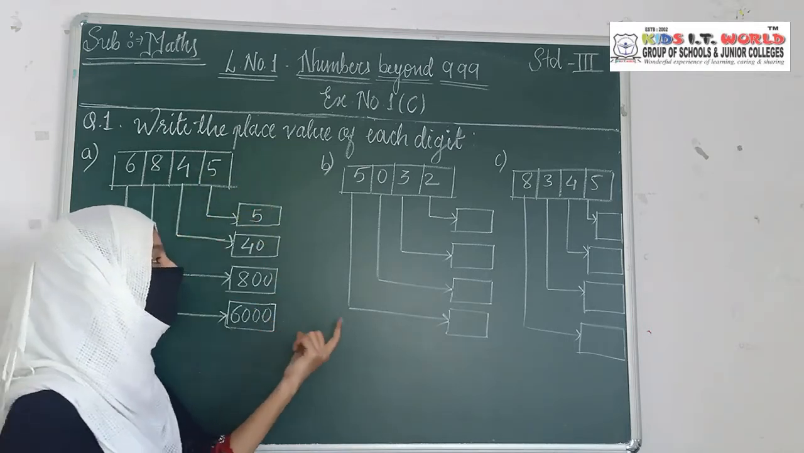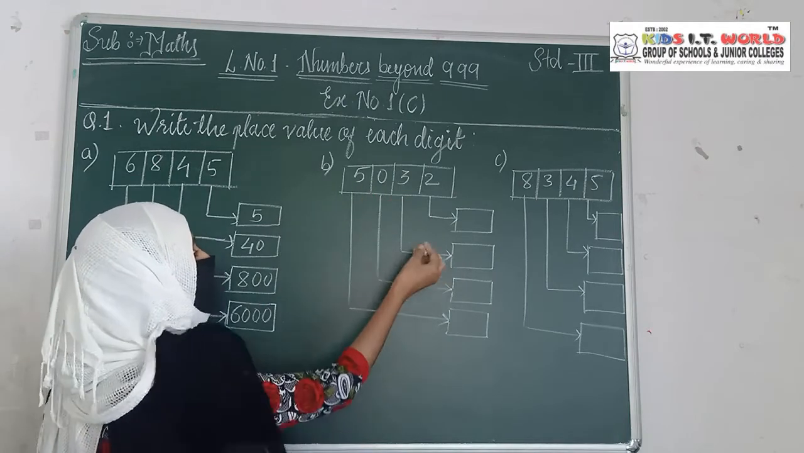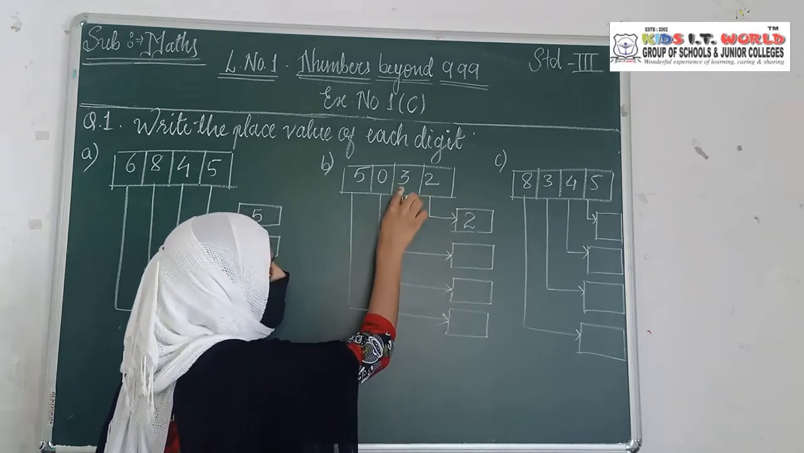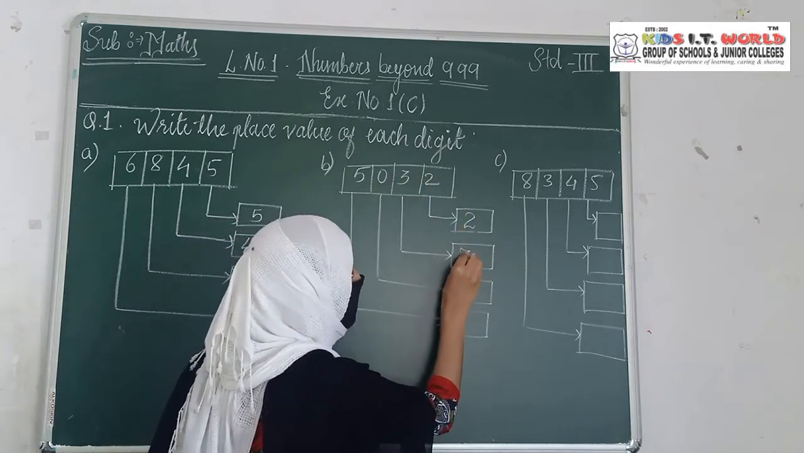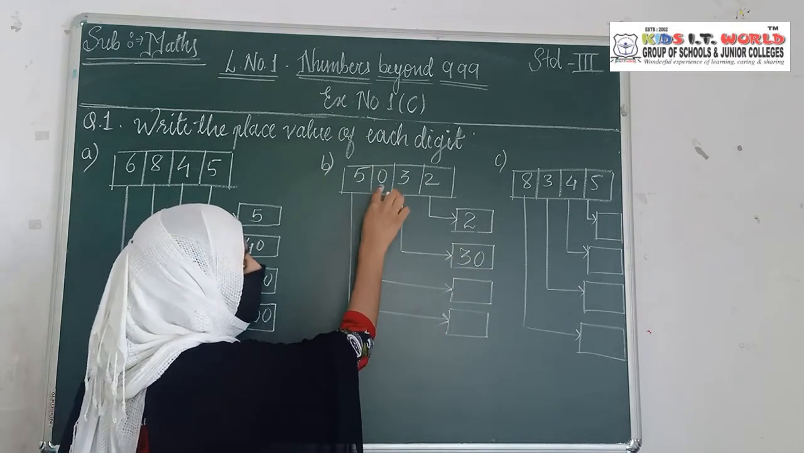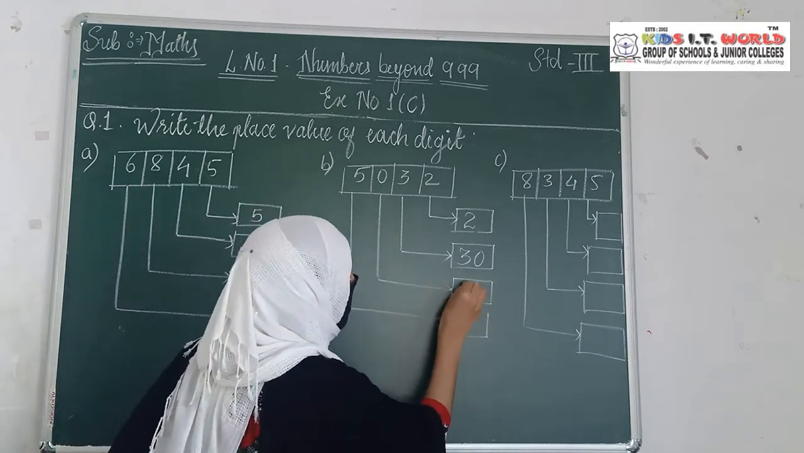In the same way we have to find the place value of 5032. Now simply we will directly do it. For the ones it will be 2. On the tens we are having 3. So the place value of 3 will be 30. On the hundreds it is 0, and 0's place value will always be a 0.